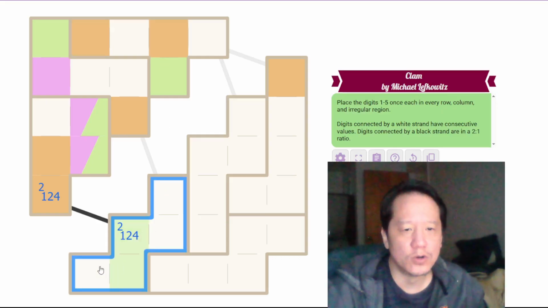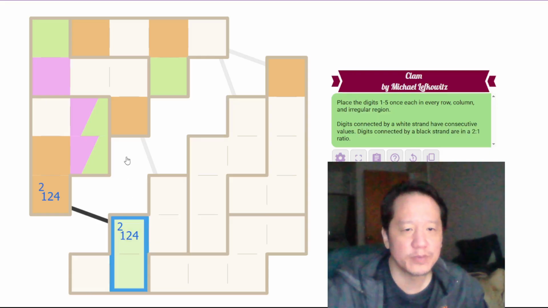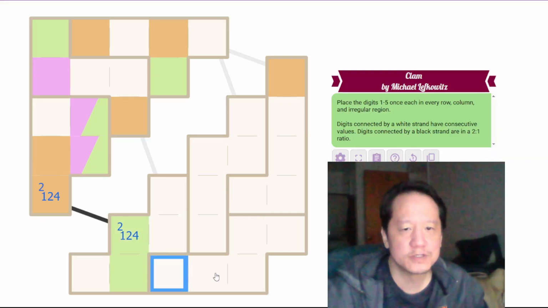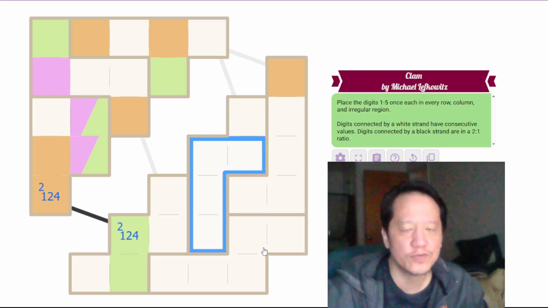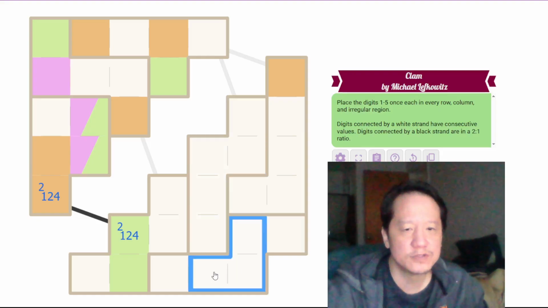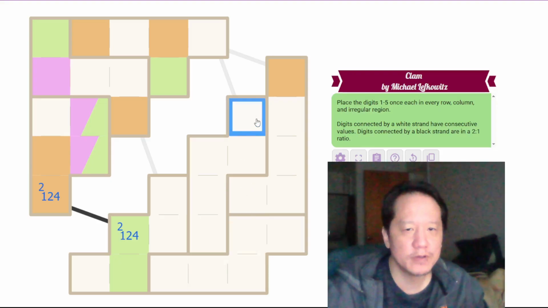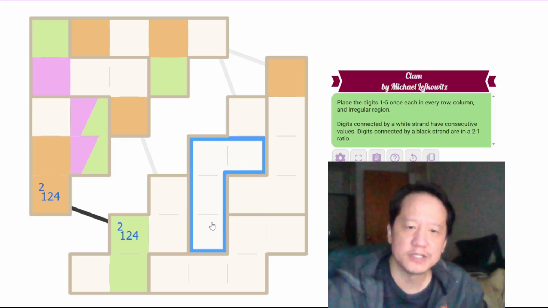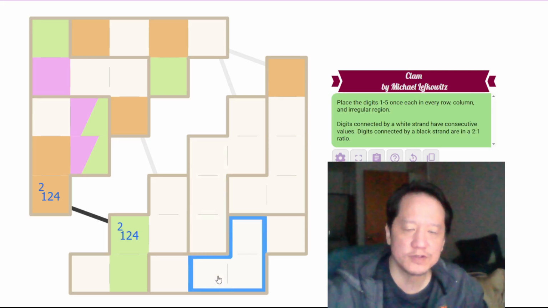In this lower left region, it has to be one of these three because it can't be here. So we're guaranteed this can't be orange. This can't be orange. This can't be orange. So orange has to be one of these four. Orange has to be one of these three. Can't be four. Can't be here. One of these four. One of these three.